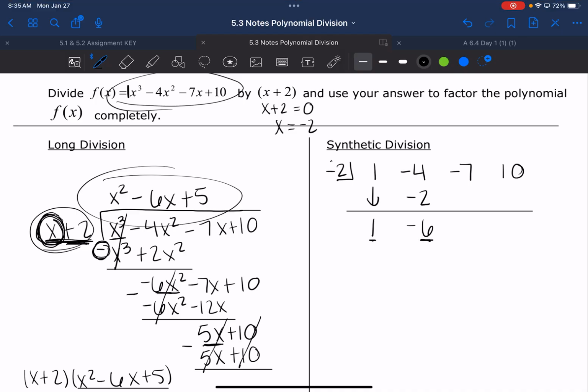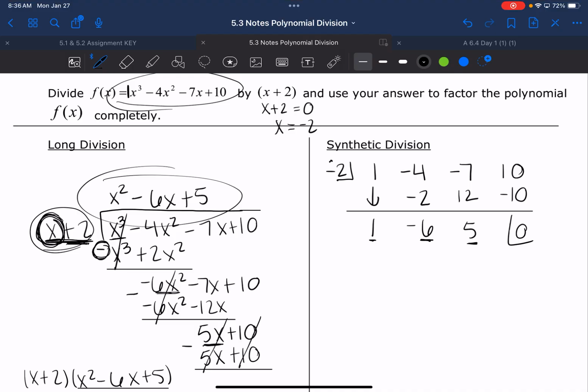And then you repeat that process. You multiply this number by the value in your box. So what's -6 times -2? 12. And what's -7 plus 12? 5. And then you repeat it again. 5 times -2 would give us -10. And 10 plus -10 is 0. Which is kind of like your remainder, basically. Just like the other one, we didn't have one, right?